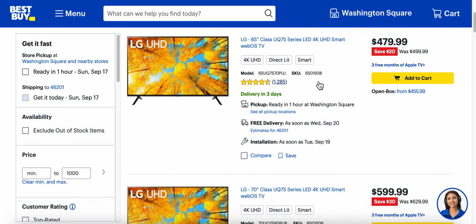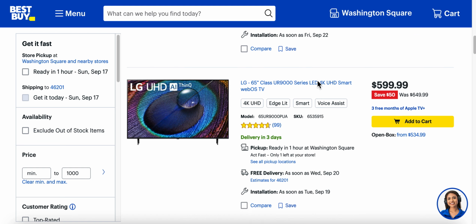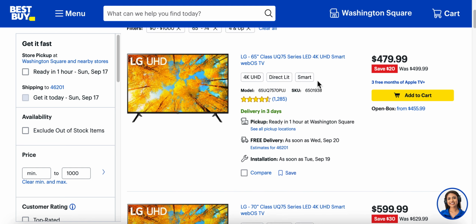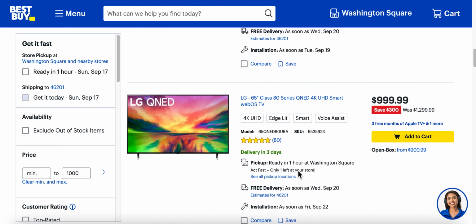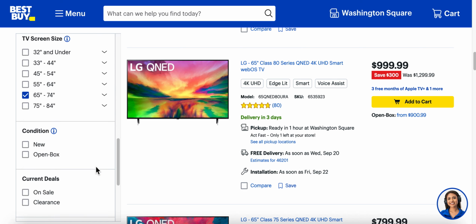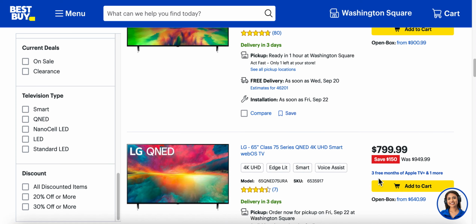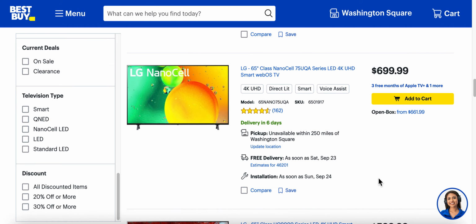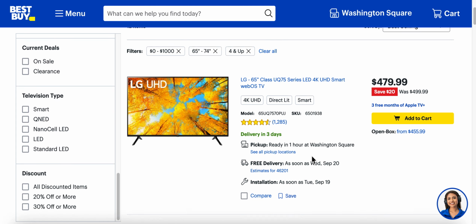I'm not actually buying a TV. I already bought a TV, but this is kind of like the process that I would use to do that. So first of all, I'm looking through these, and I've already got all the filters that I actually really want. Television type does not really matter to me, but obviously you could narrow it down even more. There are only 12 items that fit into this right now.